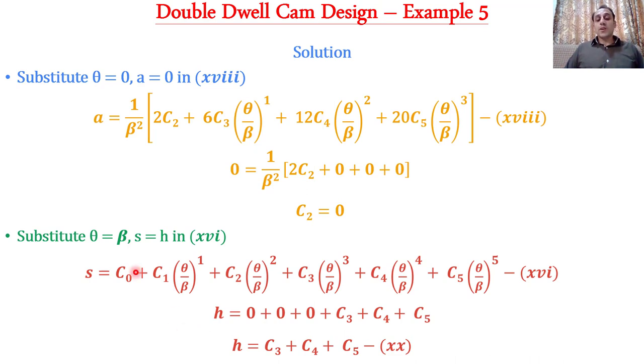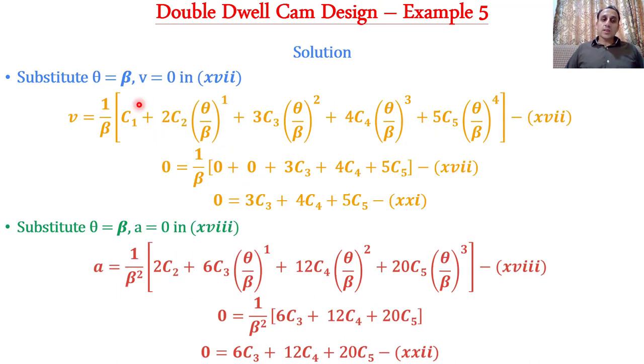Now we will use the fifth boundary condition in the velocity function, which says at theta equal to beta, or at the end of the rise function, the velocity should be equal to zero. When we insert those values in this function, we get this equation, which says 3C3 plus 4C4 plus 5C5 should be equal to zero. This is the fifth boundary condition. Now we put the last boundary condition, which says at the end of the rise function, the acceleration should be zero. So we put theta equal to beta and acceleration equal to zero in this polynomial function of acceleration, and we get this equation, which says 6C3 plus 12C4 plus 20C5 is equal to zero.